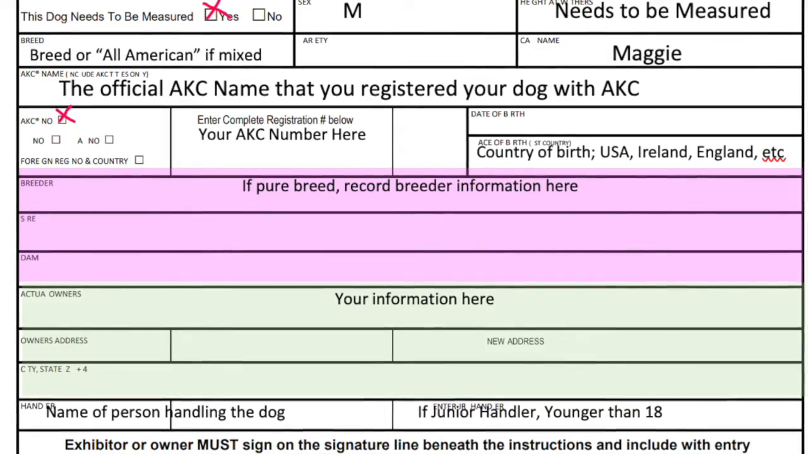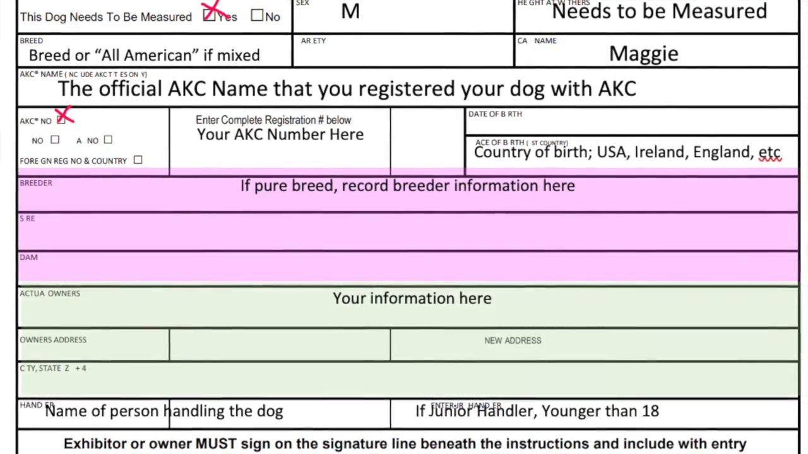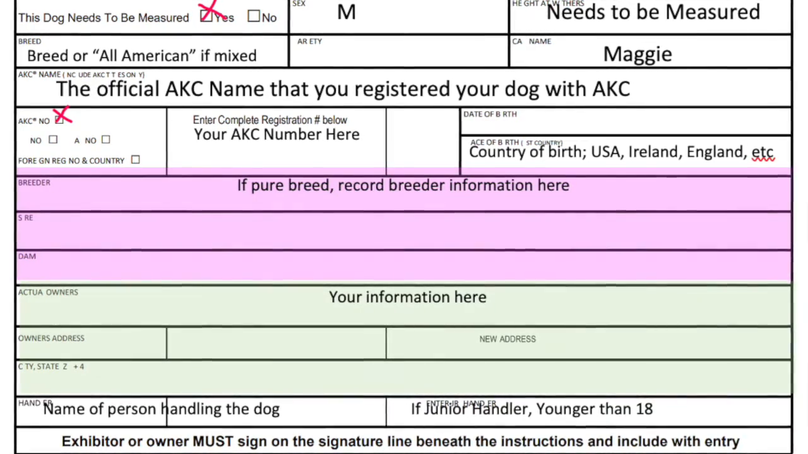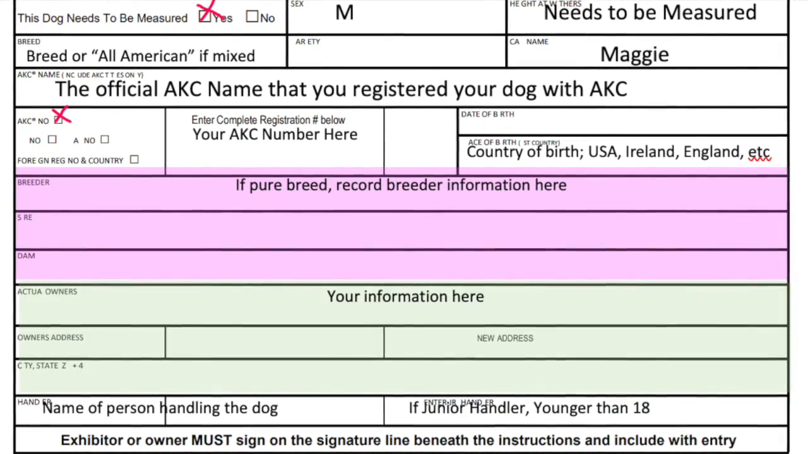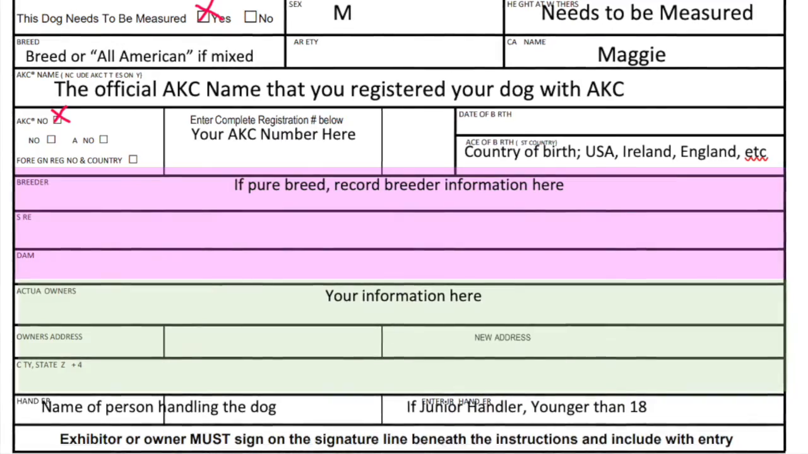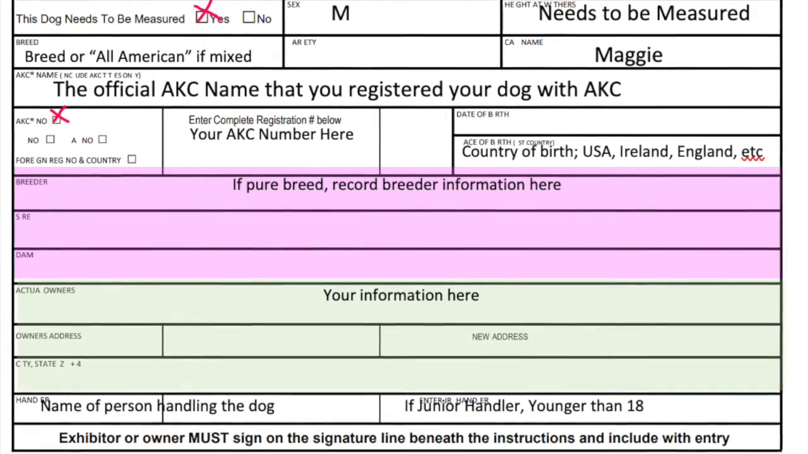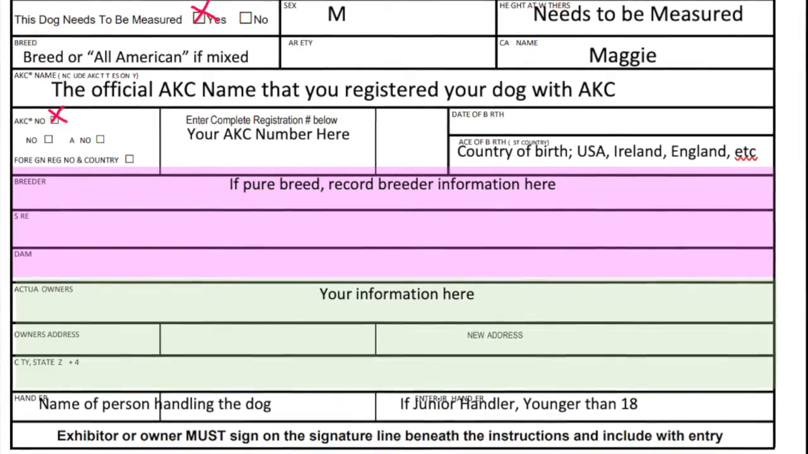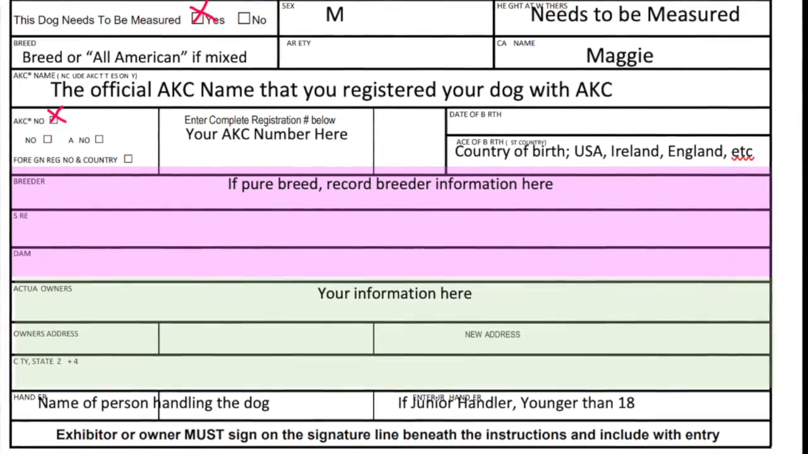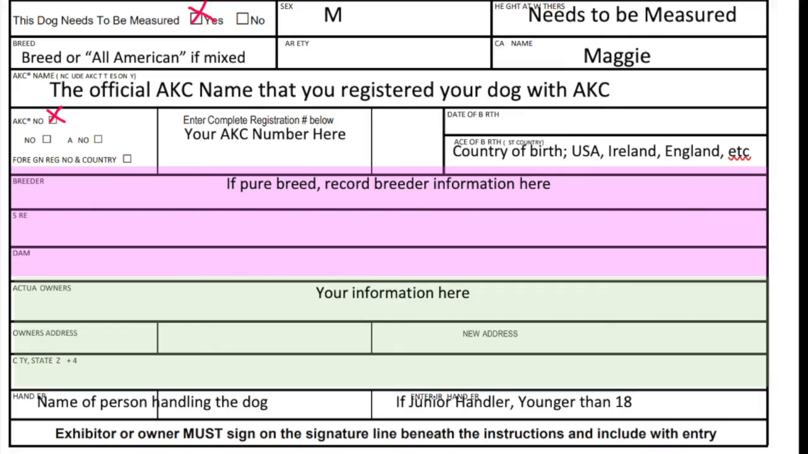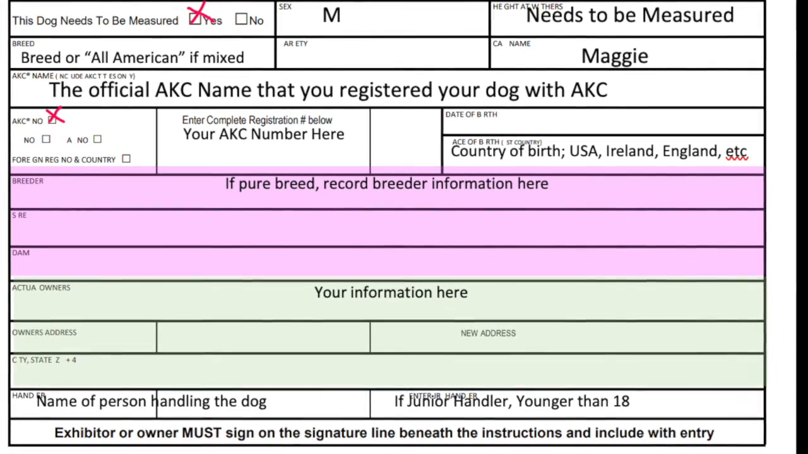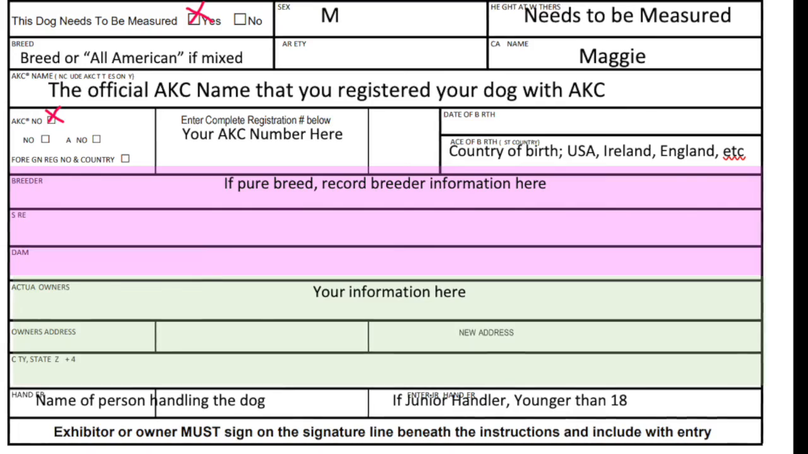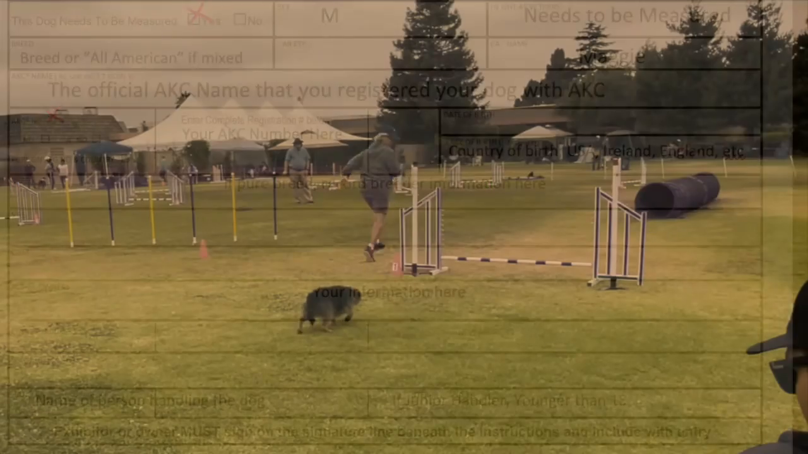Then you record your information. Your name, your address, and who is going to be handling the dog. Write down that person's name, and if it's a junior handler, record the junior handler's name. A junior handler is anyone between 9 and younger than 18 years old. At this point, you're going ahead and sign and mail in your entry. There are some sites that you can do this online, and then you'll submit that online as directed by that particular club.